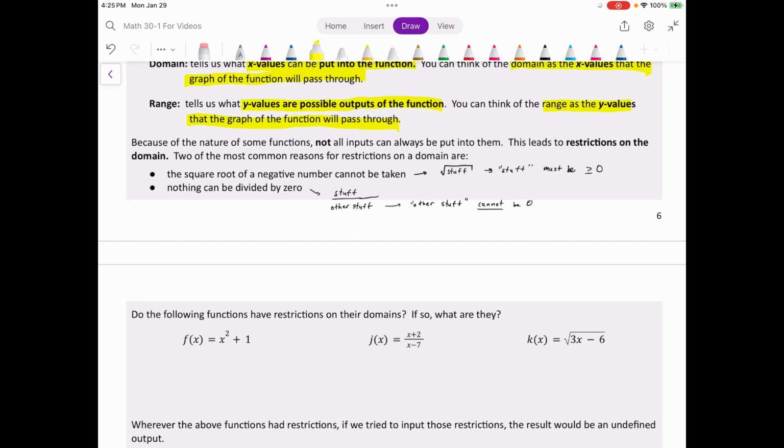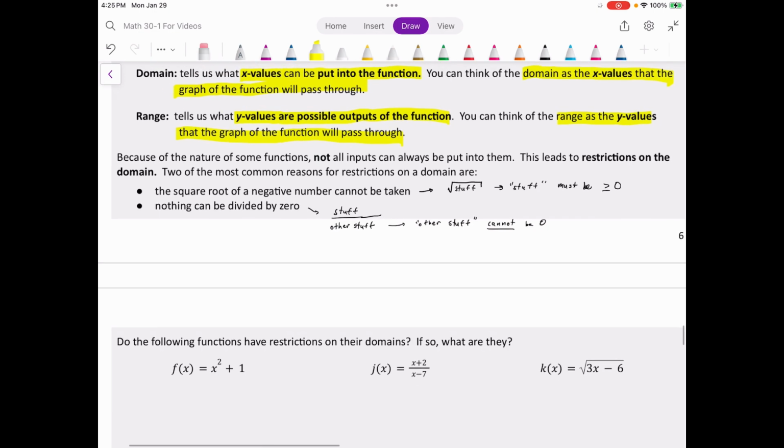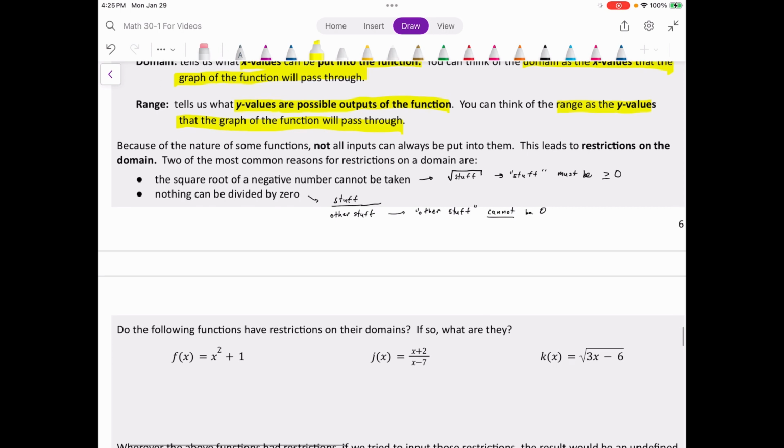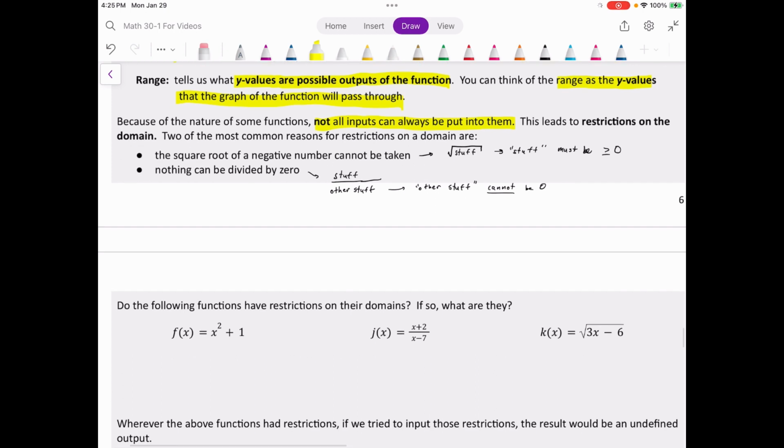And you might be thinking, depending on how long it's been for you, well, when would there ever be limits on what we could put into a function, right? Can't we just put whatever numbers we want in? Not always. Not all inputs can always go in. We're not actually always allowed to put whatever x's we want to. And that leads to what we call, unsurprisingly, restrictions on the domain, right? Good name. The domain might be restricted in terms of what x's are actually allowed to go in.